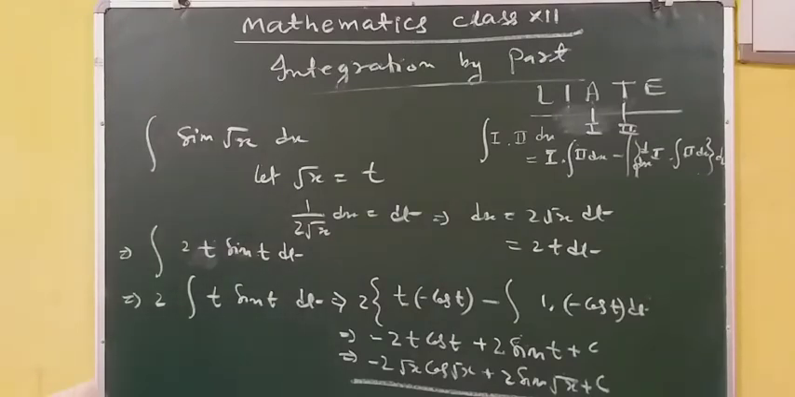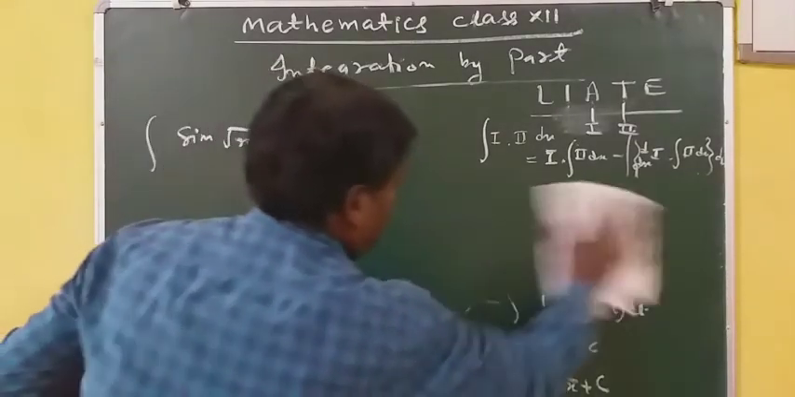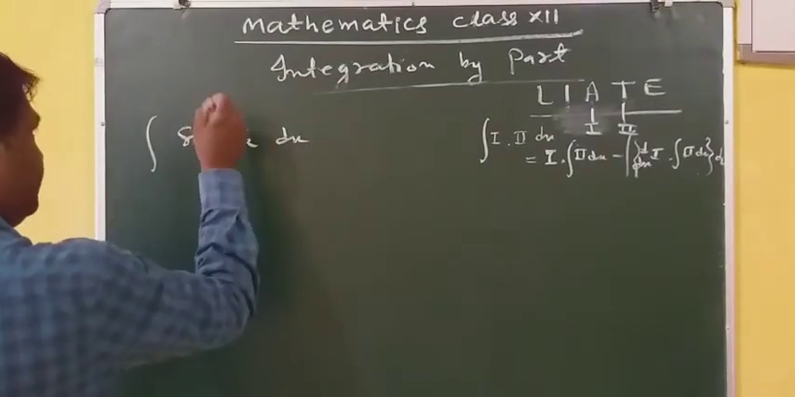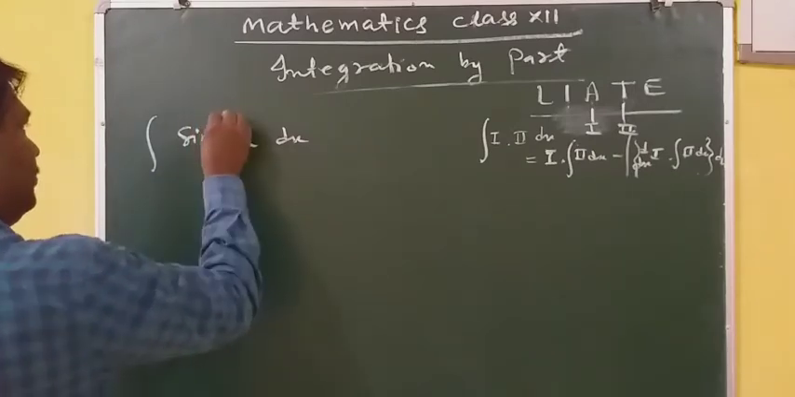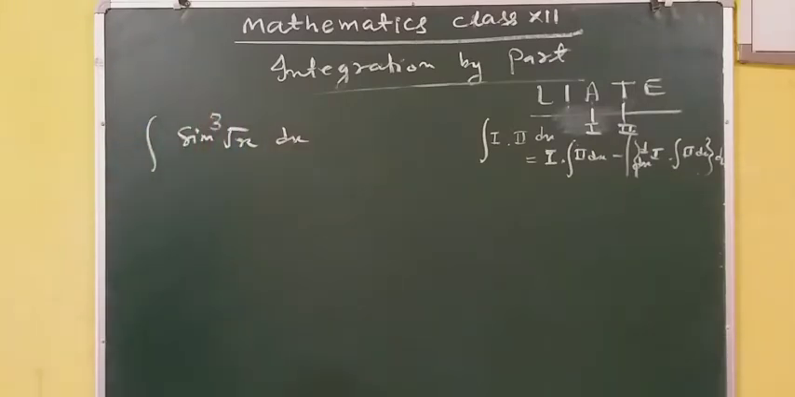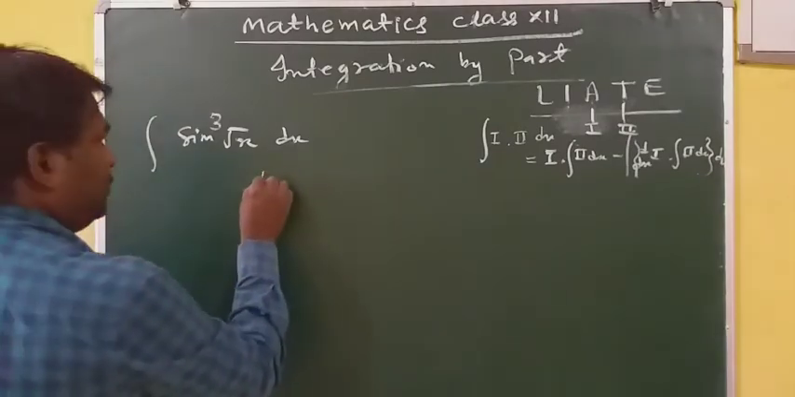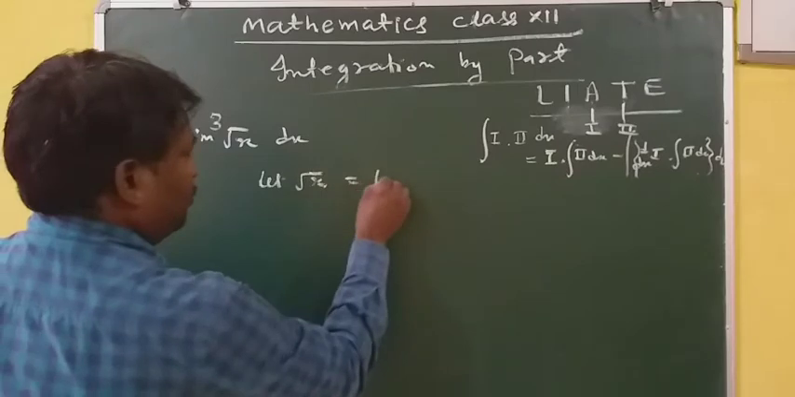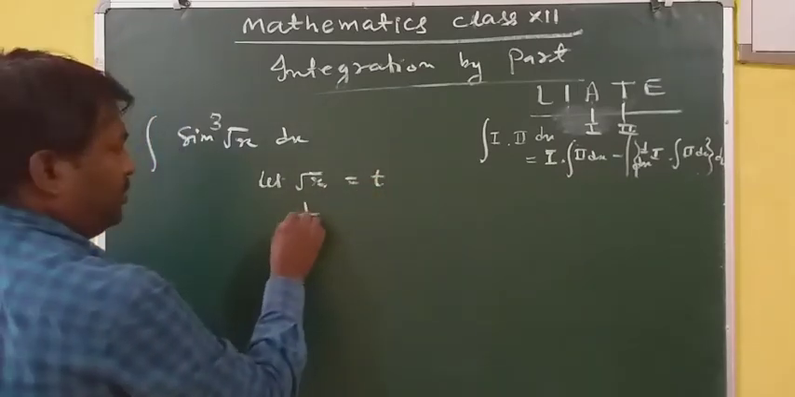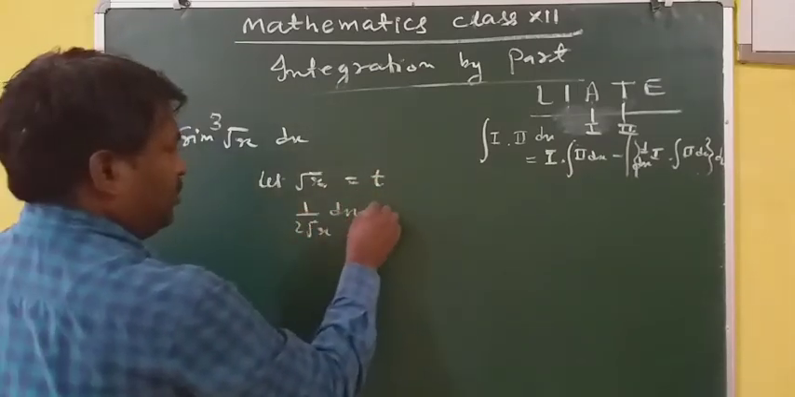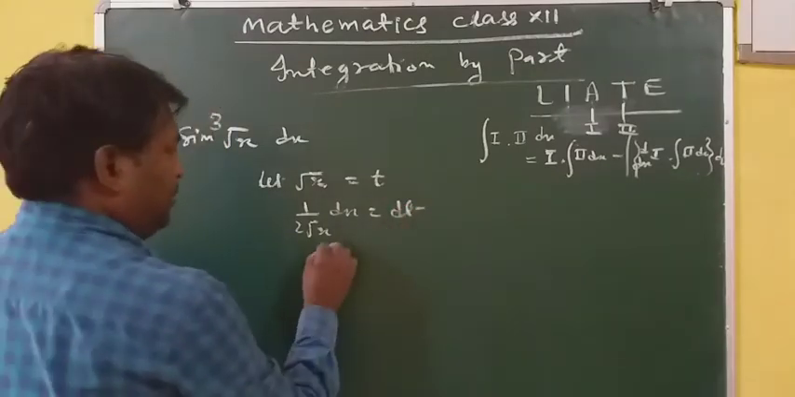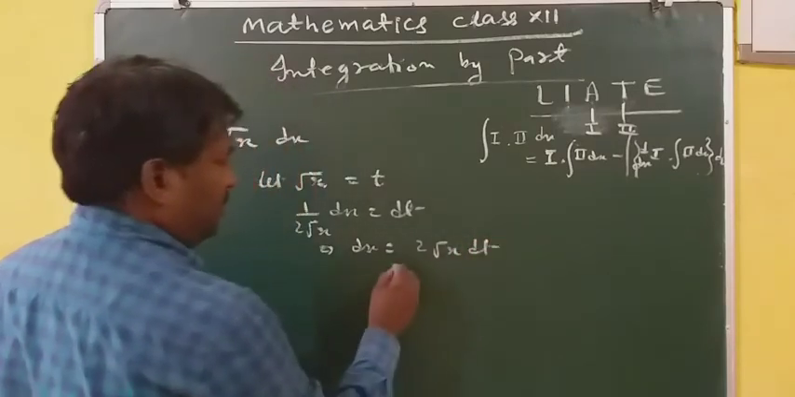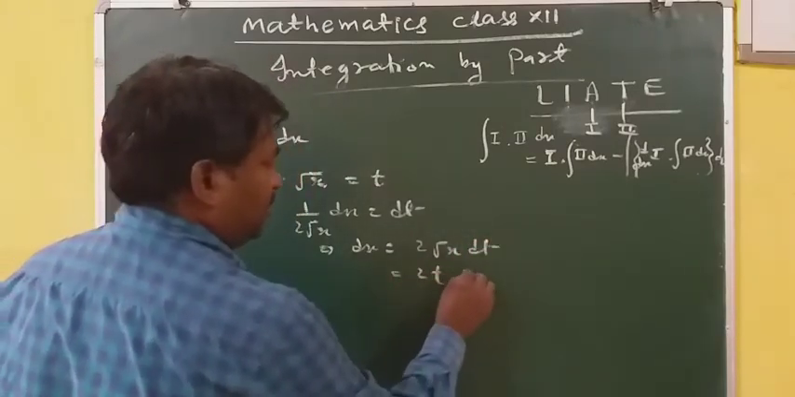One more question. Now, sin cube root x. How do you do it? So let under root x be equal to t. So 1 upon 2 root x dx is equal to what? dt. It implies that dx is equal to 2 root x dt. This 2 root x is t. So 2t dt.